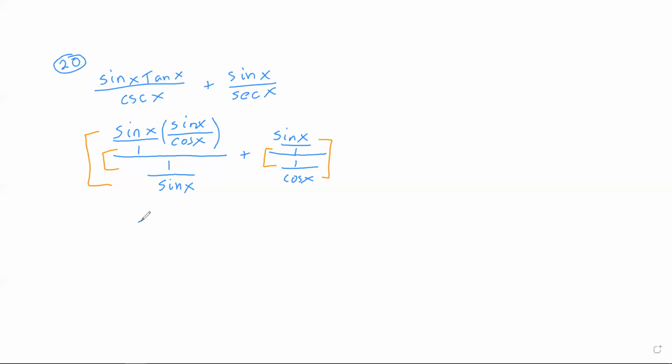This is going to be sine squared of x, and this is also going to multiply, so it's actually going to be sine to the 3 divided by cosine of x plus this is going to be sine of x multiplied by cosine of x. So we multiply both of those sines on top, so we get sine cubed. So basically what we're doing is sine multiplied by sine is sine squared, and then multiplied by the 1 on the bottom is sine to the 3.